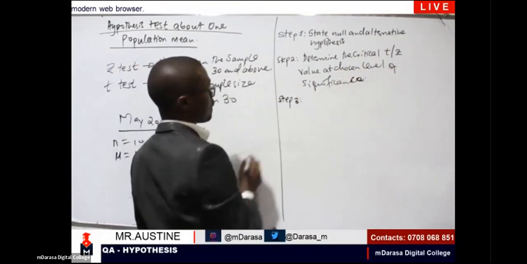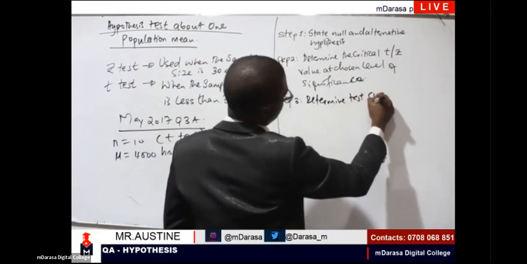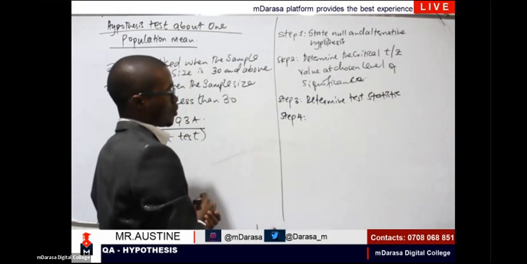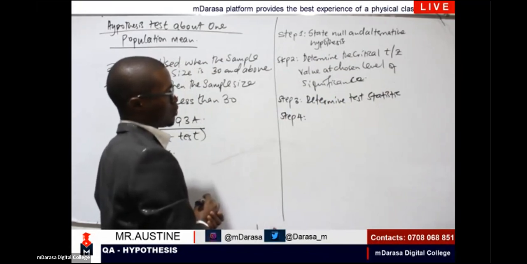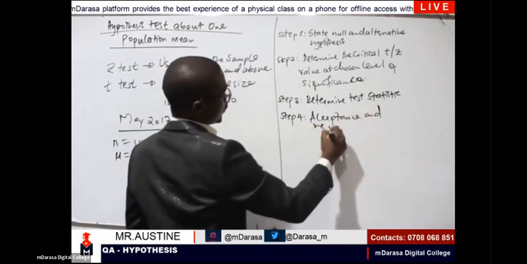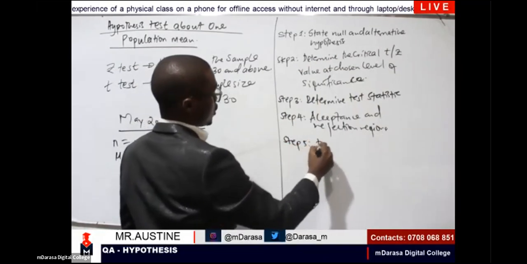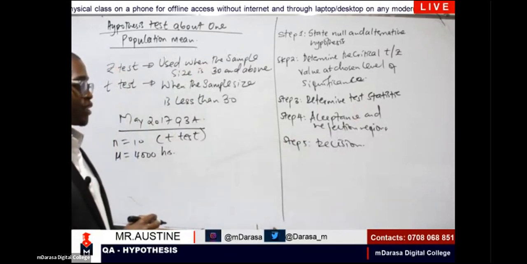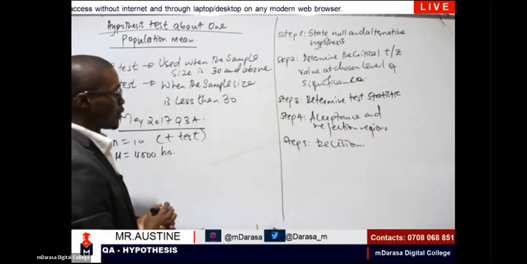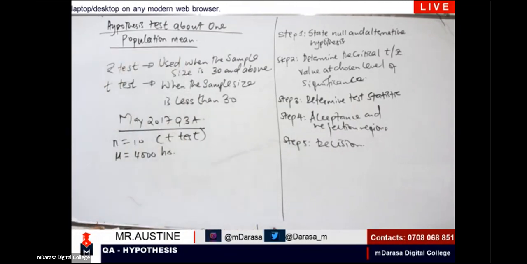Then step number 3, you determine the test statistic. Step number 4, using the critical values, you now come up with the acceptance and rejection regions. Then step number 5, it's now the decision. If the test statistic falls in the acceptance region, you accept or fail to reject the null hypothesis, and if the test statistic falls in the rejection region, you reject the null hypothesis and accept the alternative hypothesis.